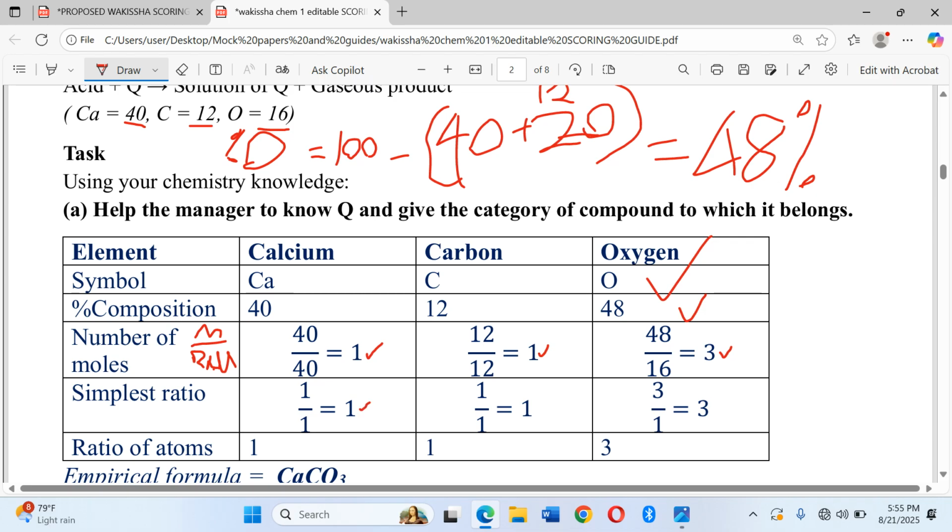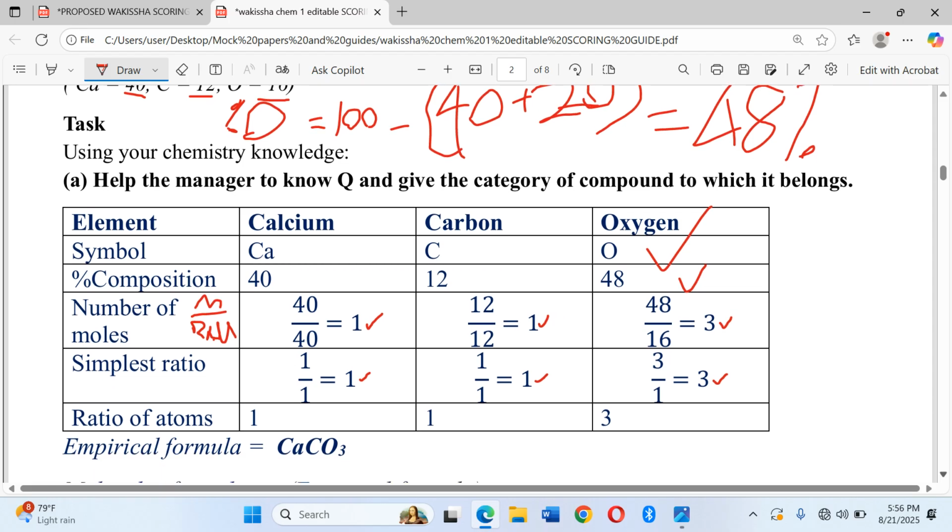Then here 1 by 1 we also get 1. Then 3 divided by 1 we get what? 3. So finally, we can see that the ratio of atoms, we have 1 atom of calcium, 1 atom of carbon, and the 3 oxygen atoms. So which means our empirical formula can be summarized as calcium with 1 atom, carbon with 1 atom, and oxygen, which are 3, and you'll be able to get your score.